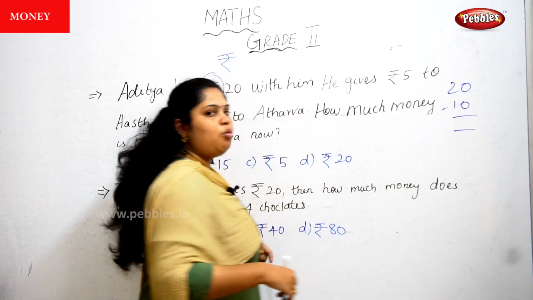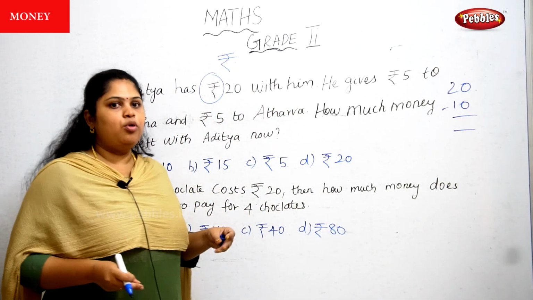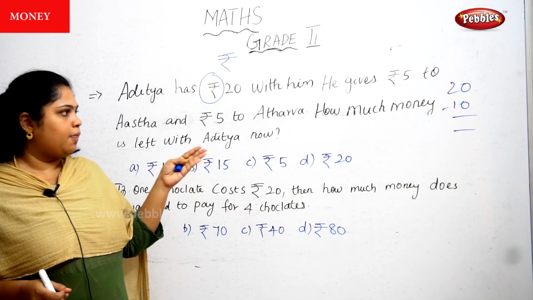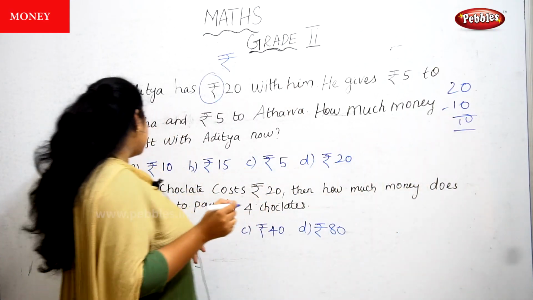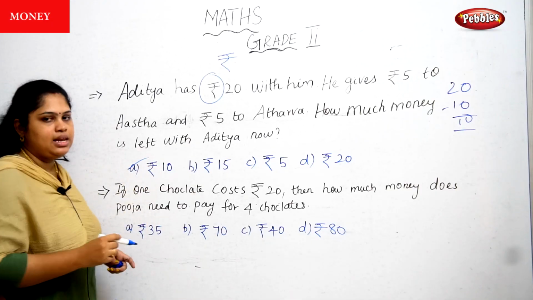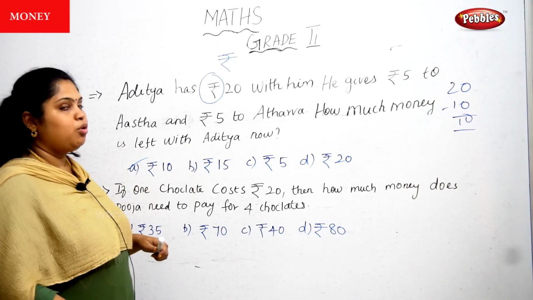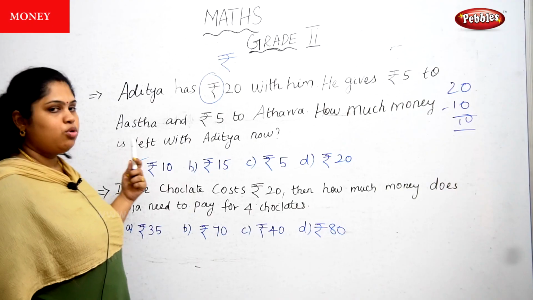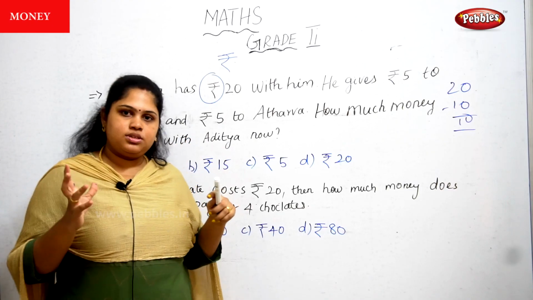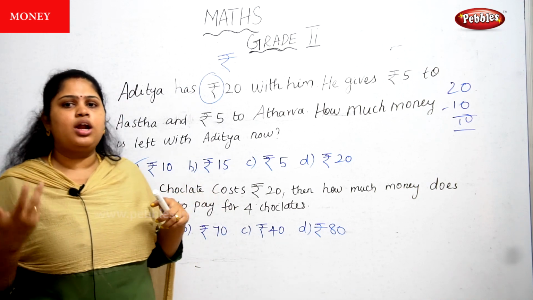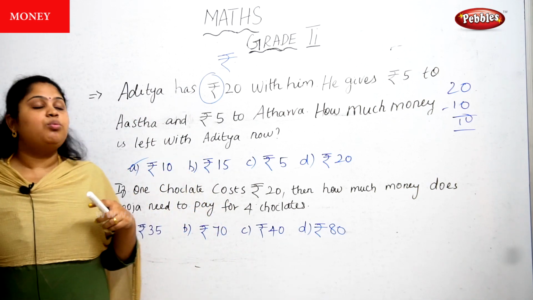So how much will be the balance? 20 minus 10 means what is the answer? 10. So Aditya has 10 rupees as a balance. Children, you should be very clear about the question. Okay, so what is the question? One more time, please listen carefully. Aditya has 20 rupees. For instance, you can put your own name. You have 20 rupees.